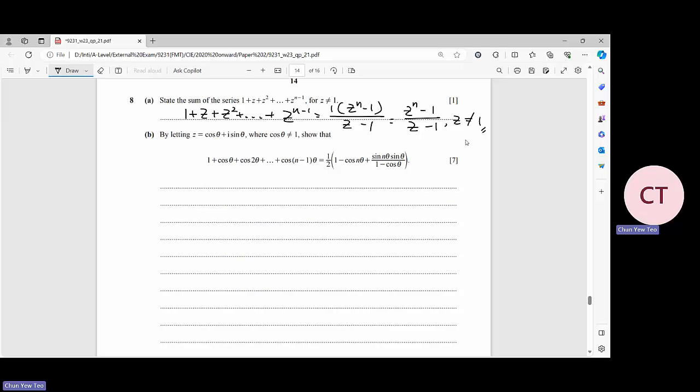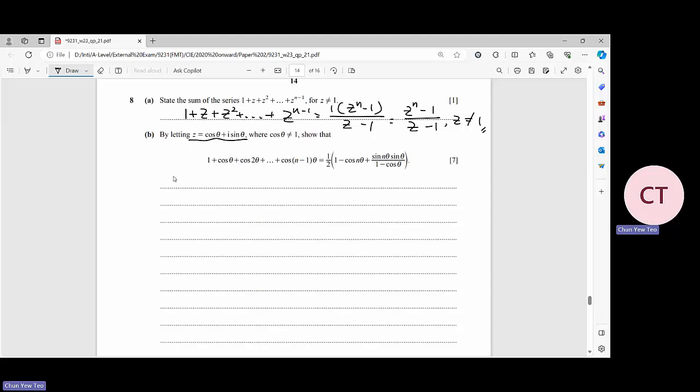Done. Then part B. Part B will be a bit long because it is 7 marks. So for part B, the question is giving you z equal to cos theta plus i sin theta, and then they want you to show that this relationship is true. So how do you show it? Okay, so what you need to do is that it must be related to part A. So since in part A just now we found the sum of the z. So what I will do over here is that I will write like this. They already told us that z is equal to cos theta plus i sin theta.